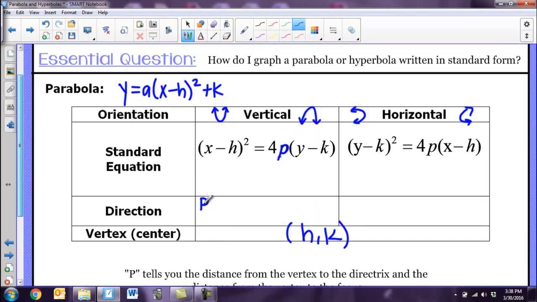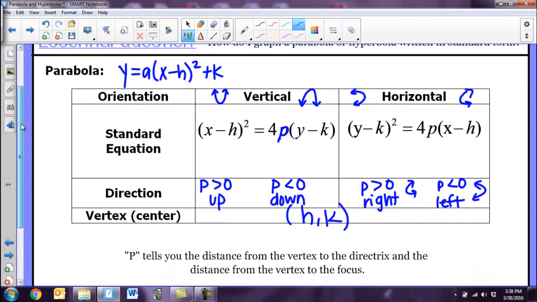If p is a positive number for a vertical parabola, you're going to open up, whereas if p is a negative number, you're going to open down. And that's the one we're used to. A negative in front makes you open down. And in a horizontal, same idea. If you have a positive number, if p is greater than 0, you're opening towards the right, so like this. And if p is a negative number, you're opening towards the left, so like that.